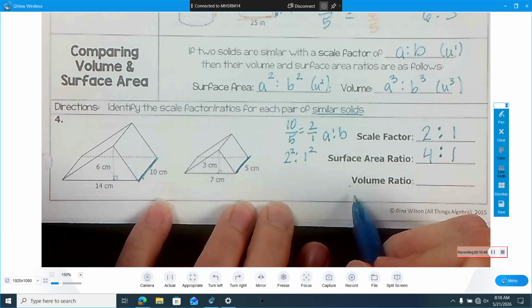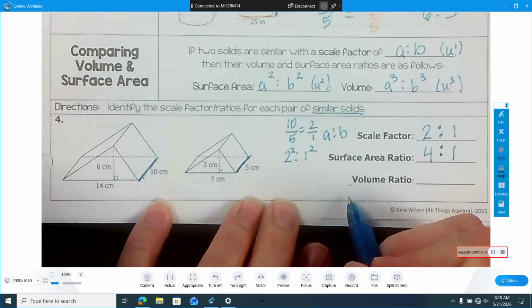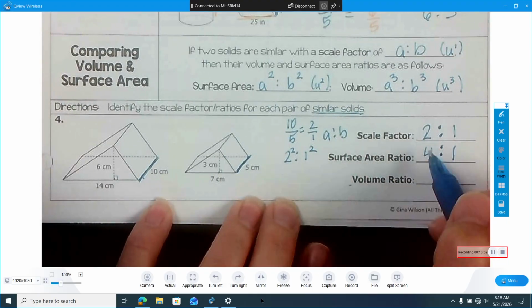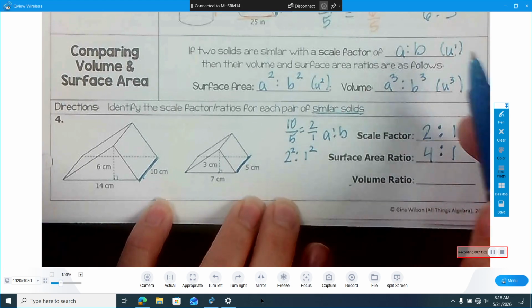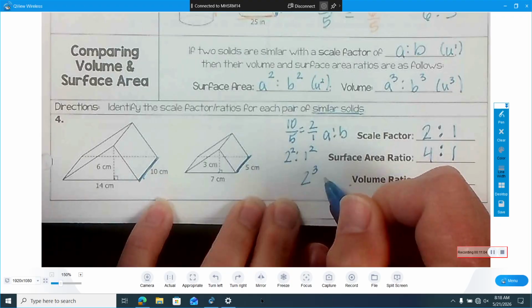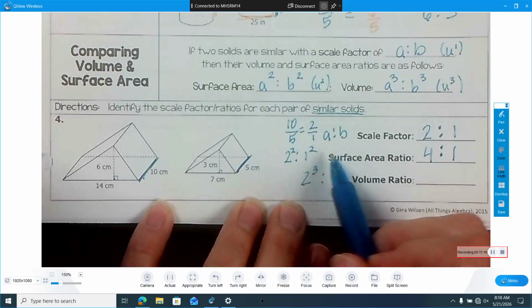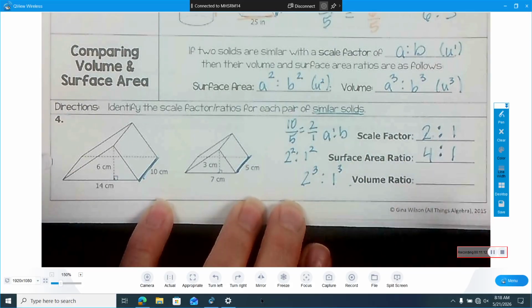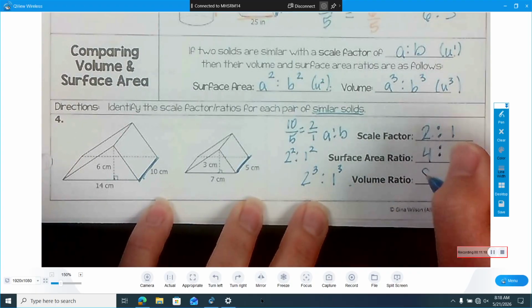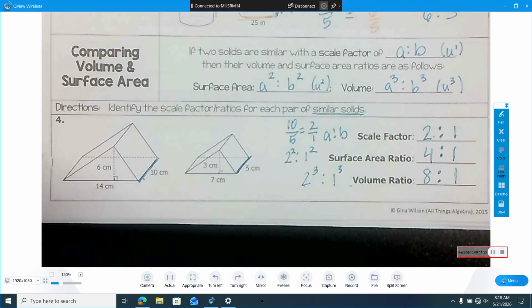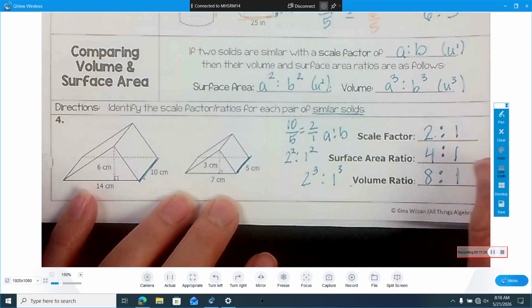What's the volume ratio going to be? So what's A? So 2 to the third power to 1 to the third power. Yeah, so our A and B, the A is 2 and the B is 1, so we have to cube each of those. 2 cubed, what is 2 cubed? 8. Be careful. And then 1 cubed is 1. Let's try a couple more.